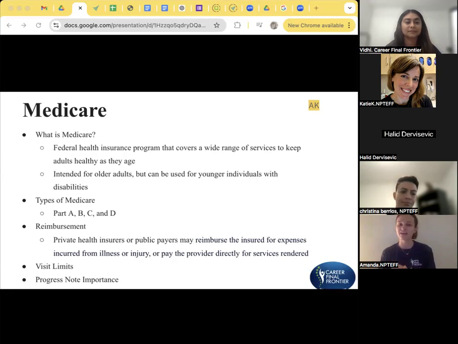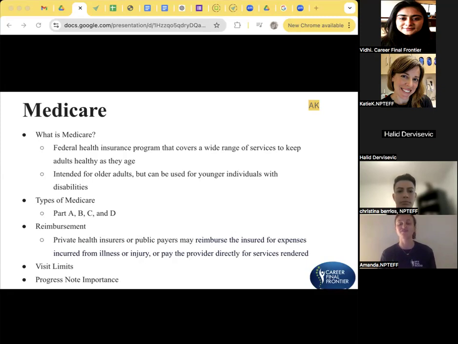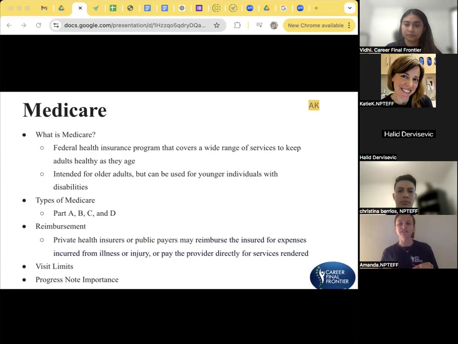Medicare is a federal health insurance program that covers a wide range of services to keep adults healthy as they age. So mostly individuals you'll see are elderly with this one typically, and you'll tend to see that especially in an outpatient setting, which is the setting that I work in. We'll get into the types of Medicare, I'm getting a little ahead of myself. Sometimes it can be for younger individuals with disabilities, but again, it just kind of depends.